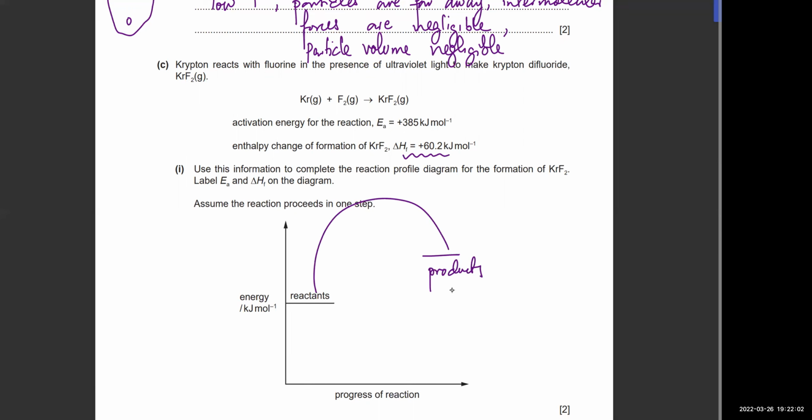And it's always like this, okay? And you have to label this properly. So all arrows will start at reactants. One will go all the way to the top. That's your activation energy, and that value is given. That's whatever that is. You can quote this value. It's plus 385. That's activation energy. And the enthalpy change of formation, which is the enthalpy change of this particular reaction, is going to be this one. That is going to be delta HF. And I think that's about it. It's just a 2-mark question.